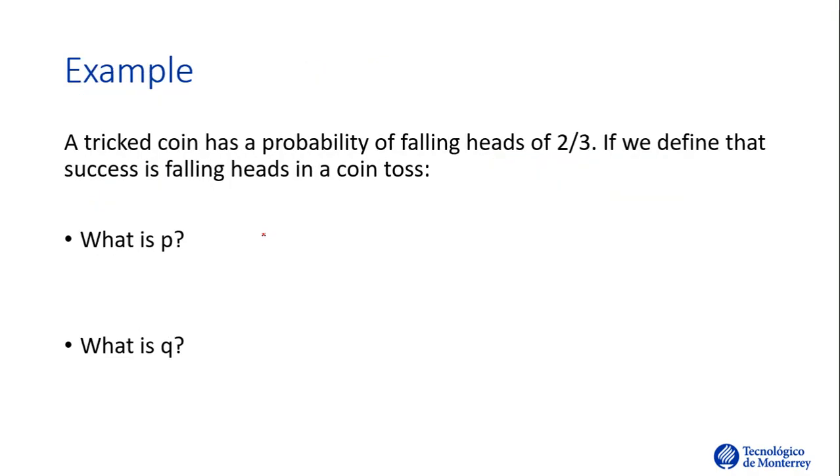Let's start with a first example. A tricked coin has a probability of falling heads of 2/3. If we define that success is falling heads in a coin toss, what is P? P is nothing but the probability of falling heads, that is 2/3. What is Q? Remember that Q, the probability of failure, is nothing but 1 minus P. So the probability of failure, Q, is 1 minus 2/3, that is 1/3. If you add the probability of success with the probability of failure, the answer must always be 1.